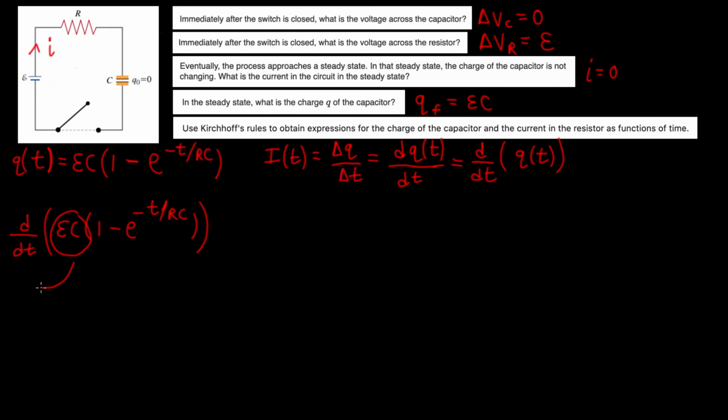And notice that since we're taking the derivative of this expression, we can take out this constant, which is the voltage of the battery times C, since it's just a constant. And we can take that out of our derivative expression. And so what we're left with is the following.